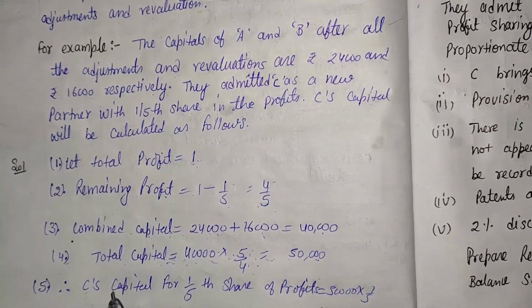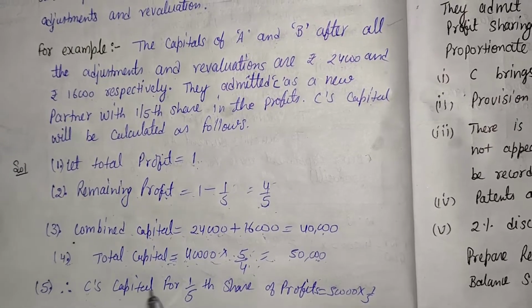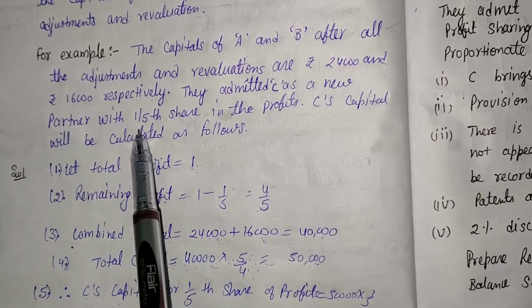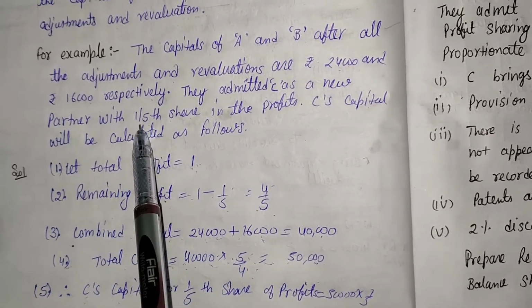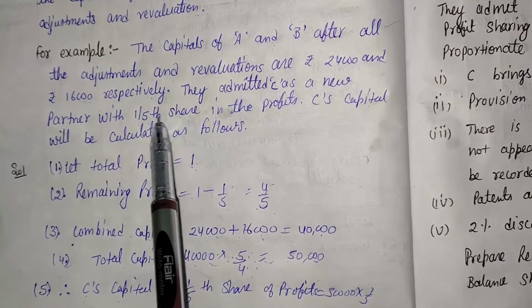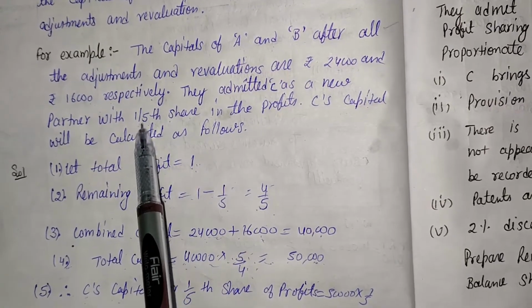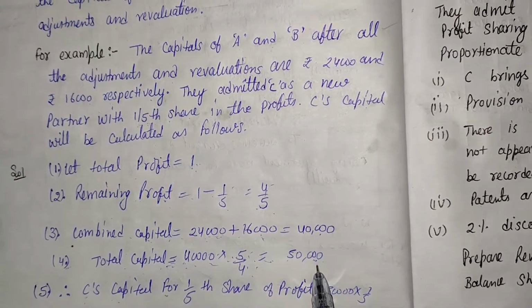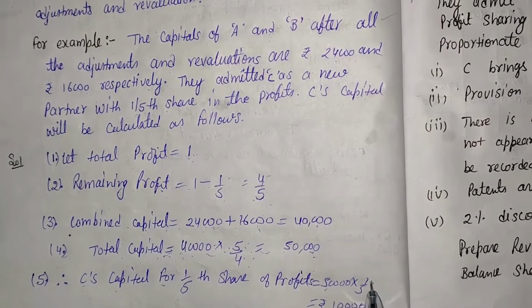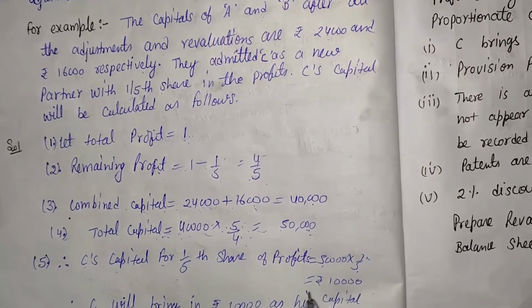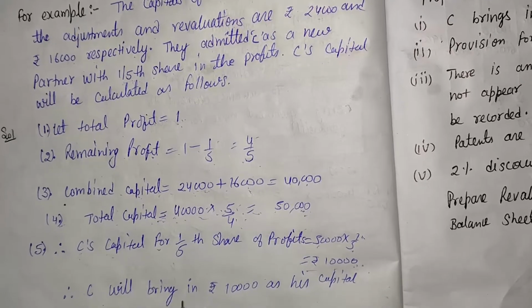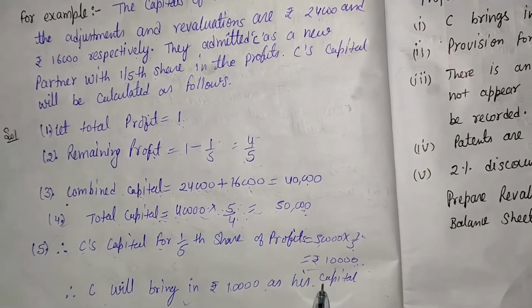Then the last step, C's capital. We already read that point. C's capital can be calculated on the basis of his share, and here the share of C is 1/5. So the total capital of the firm is 50,000 and C's share is 1/5. After that we get rupees 10,000 as C's capital. Here, C will bring rupees 10,000 as his capital.